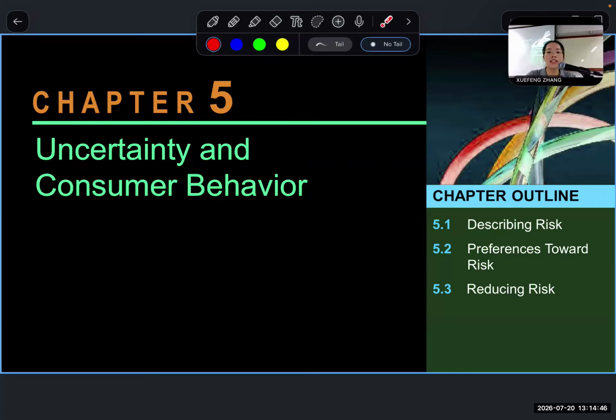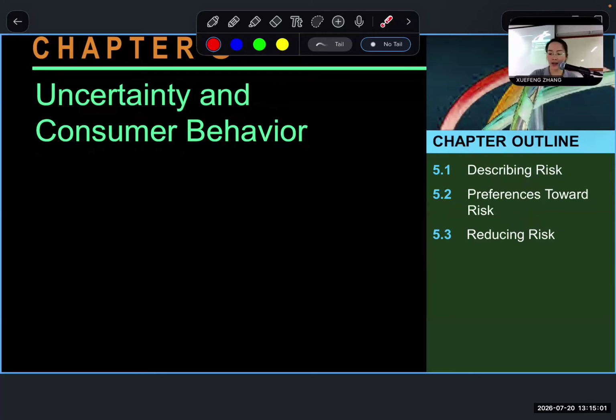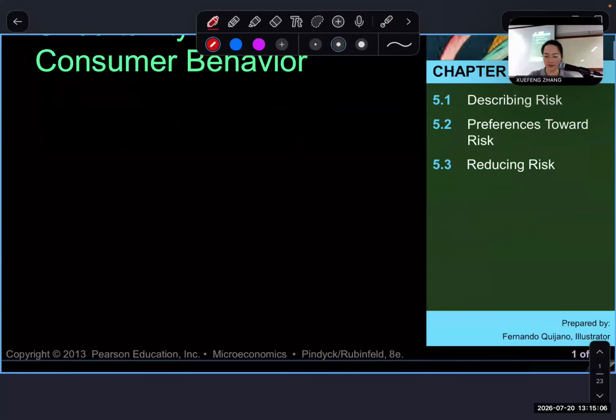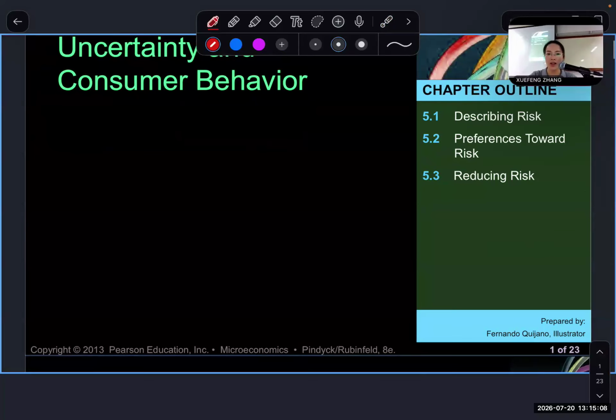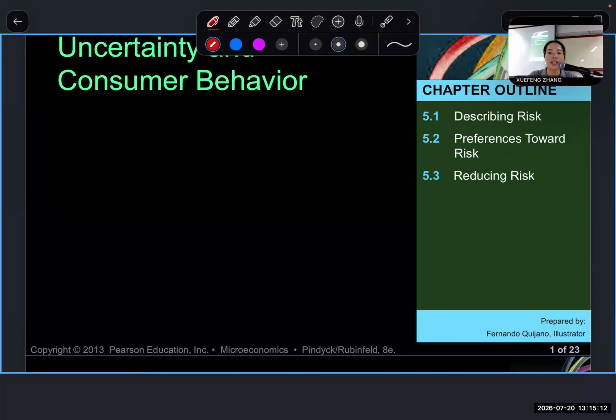In all these cases, you don't know the result in advance, but you still have to decide now. That's what this chapter is about. We'll cover 3 things, okay? 5.1, we're going to describe risk. How do we even measure risk? How can we measure it? How can we quantify it?